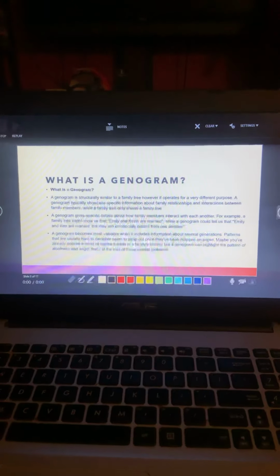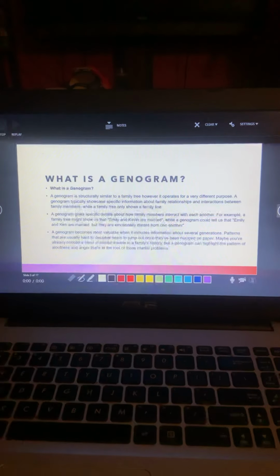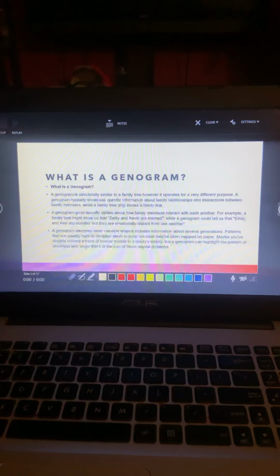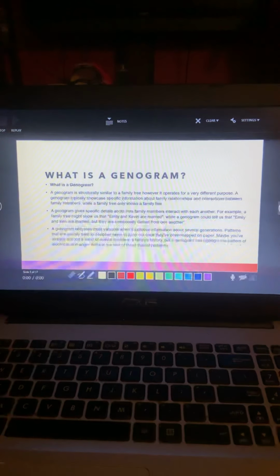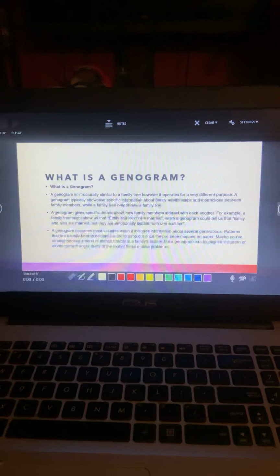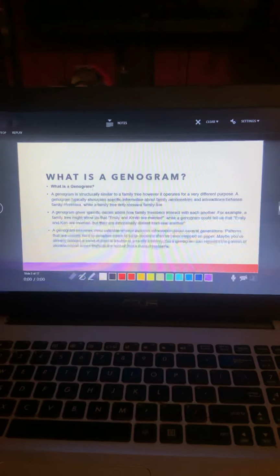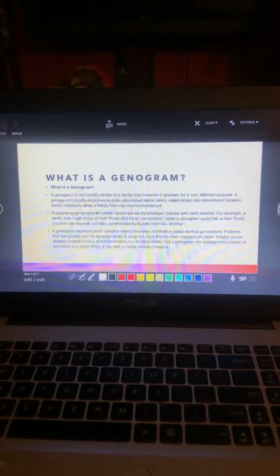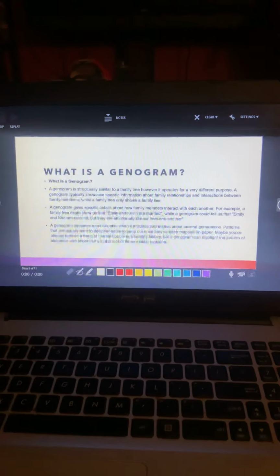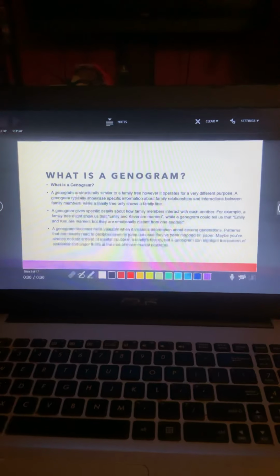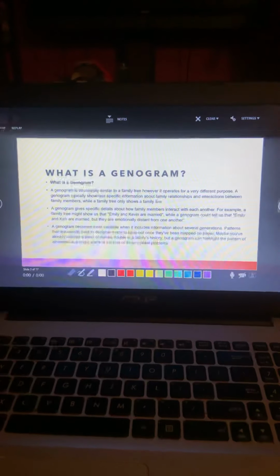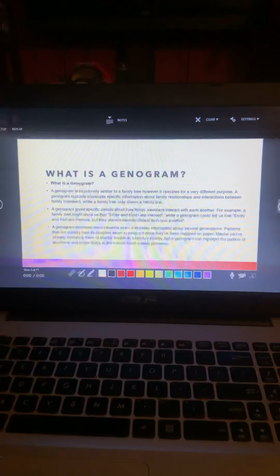A genogram gives specific details about how family members interact with each other. For example, a family tree might just show us that Emily and Kevin are married, while a genogram would tell us that Emily and Ken are married, but they are emotionally distant from one another. So like I mentioned before, the genogram gets into more detail about the marriage, the dynamics. You can even get more detail than that.